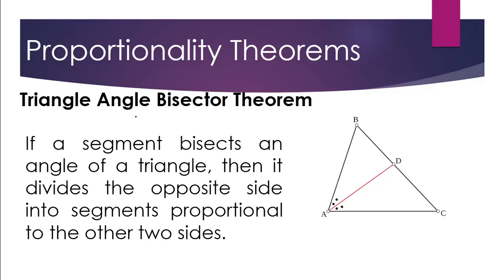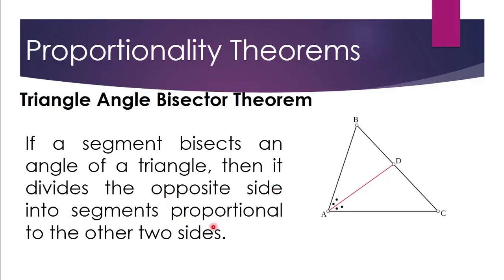Now, the second proportionality theorem is what we call the triangle angle bisector theorem. What does the theorem say? It says that if a segment bisects an angle, which means that the segment is an angle bisector. So what does that angle bisector do? The angle bisector will divide the opposite side into segments proportional to the other two sides. Again, if a segment bisects an angle of a triangle, then it divides the opposite side into segments proportional to the other two sides.